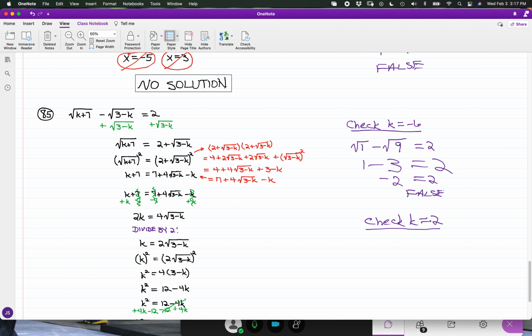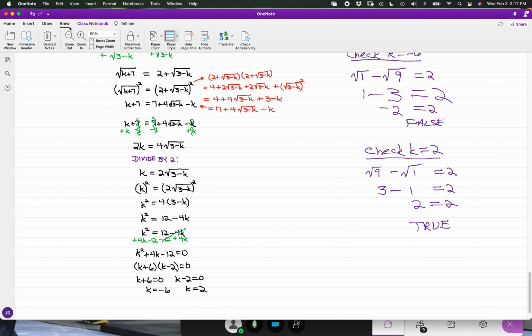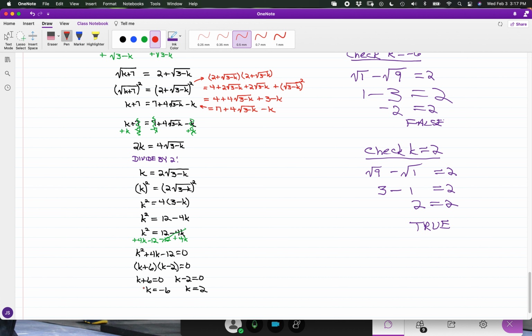So playing again, you have 2 plus 7 is 9, and you've got minus 3 minus 2, which is 1. The square root of 9 becomes 3, the square root of 1 is 1, 3 minus 1 is 2, and 2 is equal to 2. So the value of k equals 2 turns out to be true. So we do have one solution. Again, negative 6 falls flat, but positive 2 does work out. So you have that k is equal to 2.